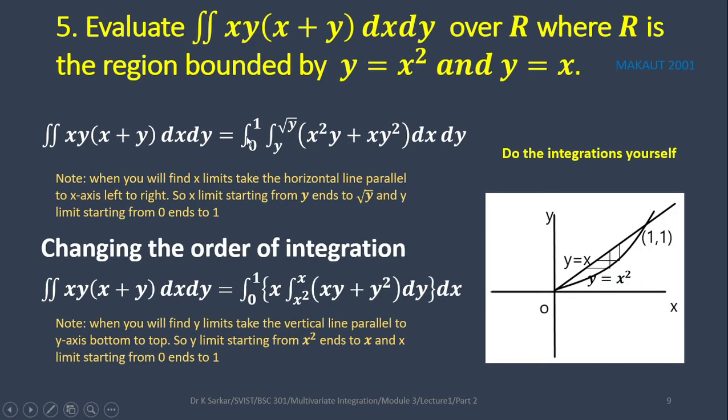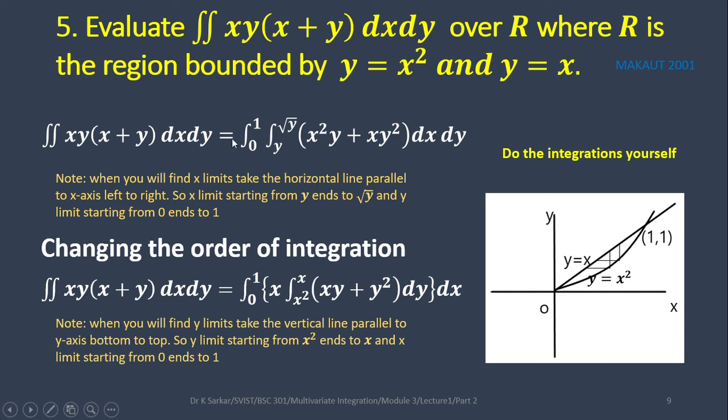Question number 5. Evaluate the double integral of xy(x plus y) dx dy over R, where R is the region bounded by y equals x square and y equals x. Here y equals x square means the parabola, and the parabolic curve has been taken in the first quadrant, and y equals x is the straight line.